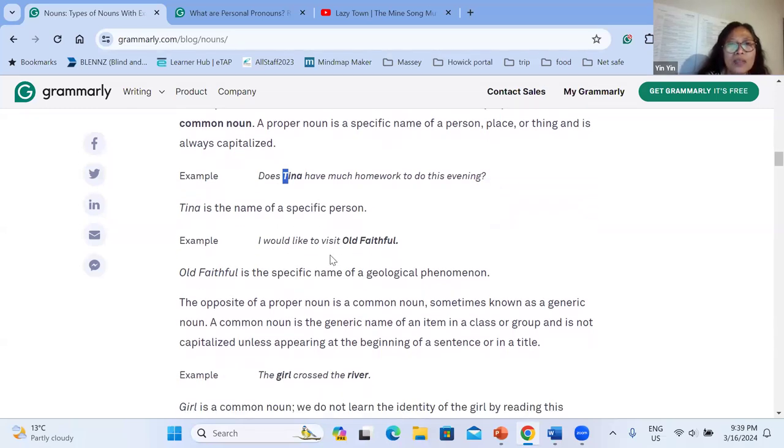I would like to visit Old Faithful. Old Faithful is a specific name of a geological phenomenon.